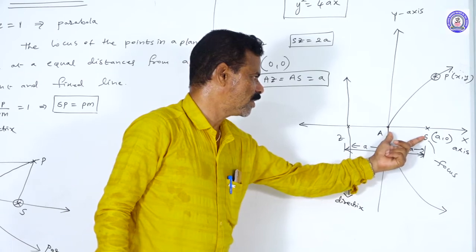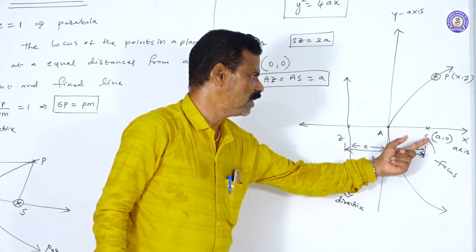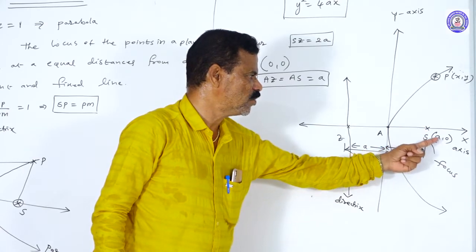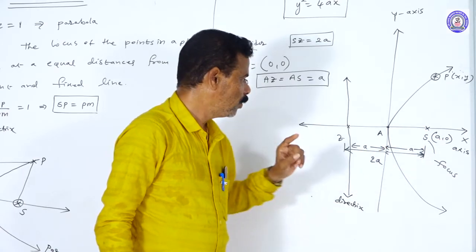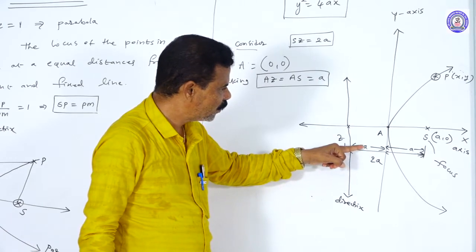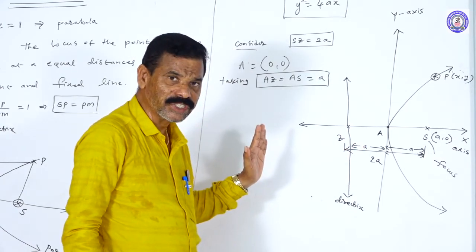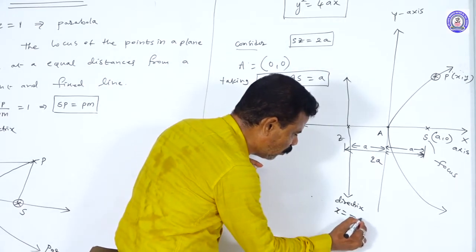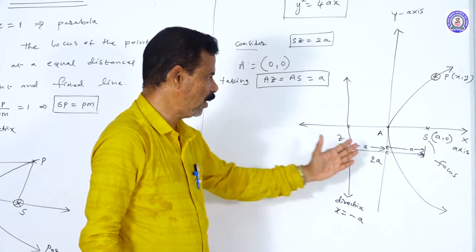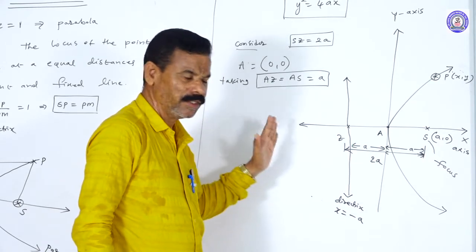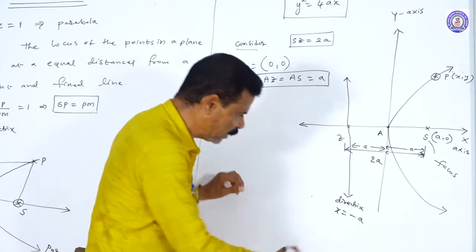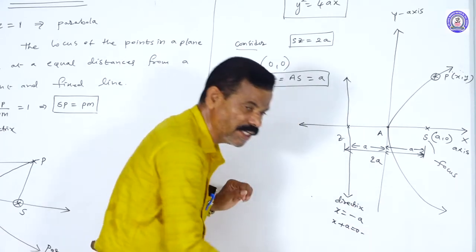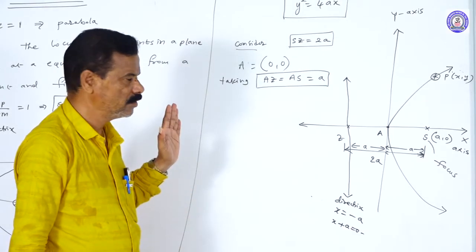AZ is equal to AS. Thus, coordinates of S are a, 0. This distance is a, so this point lies on the x-axis. That's why the y coordinate is 0. So this distance is also a, in the negative direction. Equation of the directrix is x is equal to minus a, x value negative a. That's why x is equal to minus a. Then it is taken as x plus a is equal to 0. This is the directrix equation on the left side.